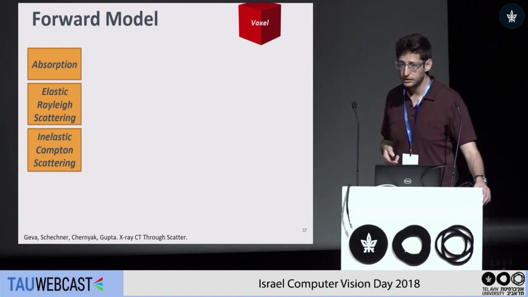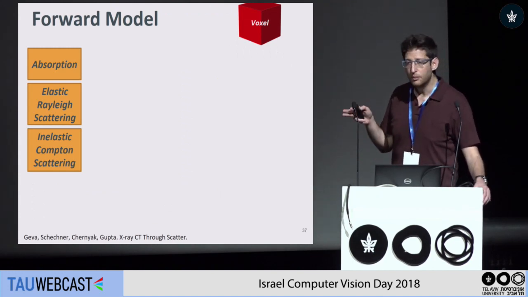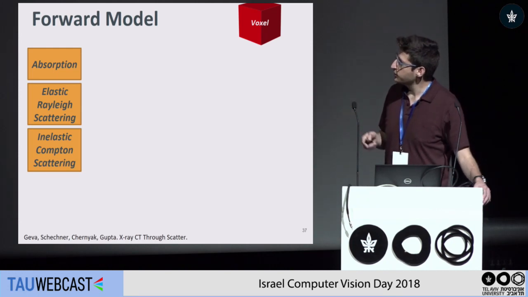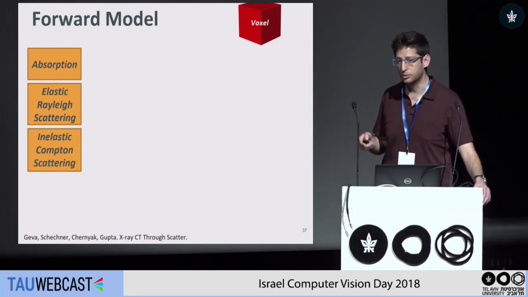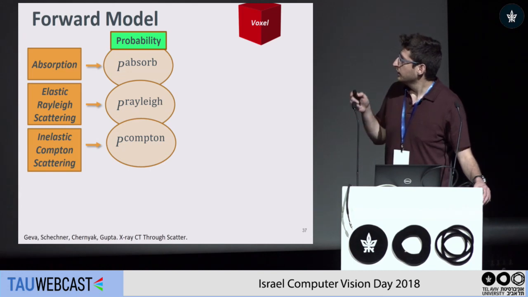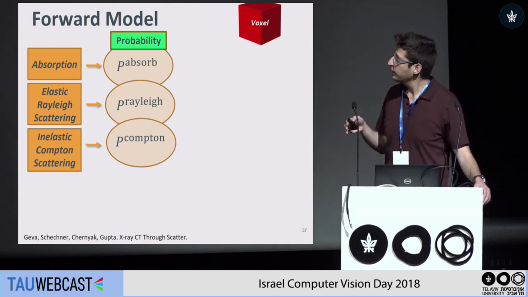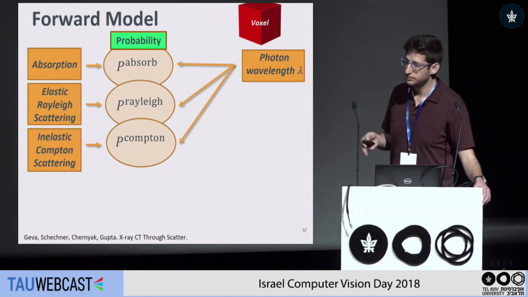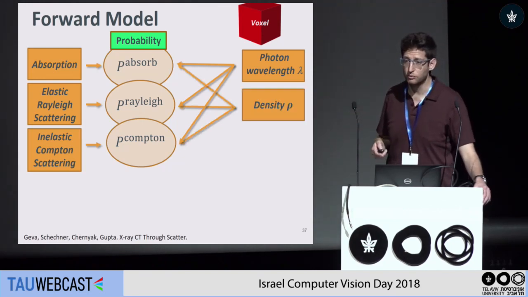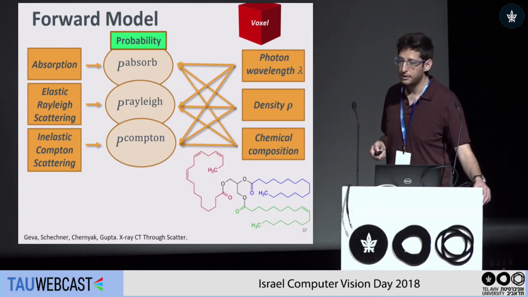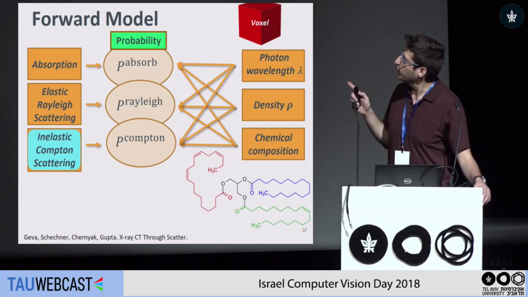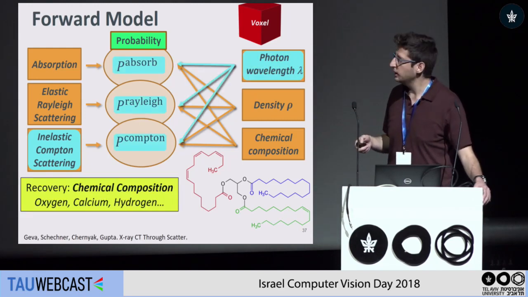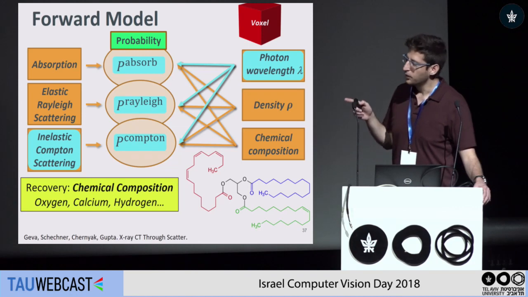So let's summarize the forward model. There are three dominant interactions: absorption, Rayleigh scattering, and Compton scattering. Each of them has a certain probability of occurring, P. This probability depends on the photon wavelength, on the density of the volume ρ, and on the chemical composition. Note that Compton scattering causes a wavelength shift, which then alters the probabilities of the next interaction.